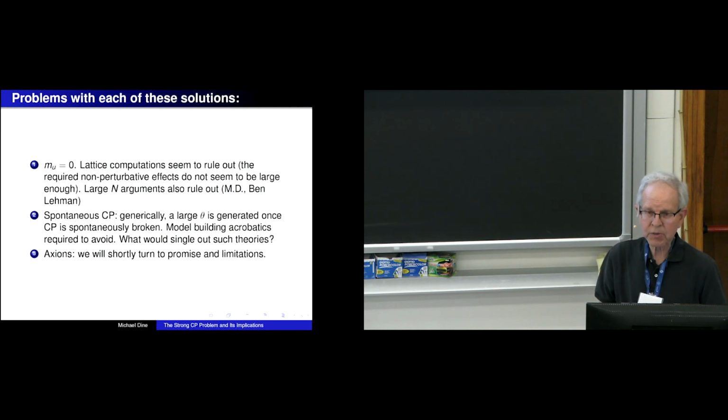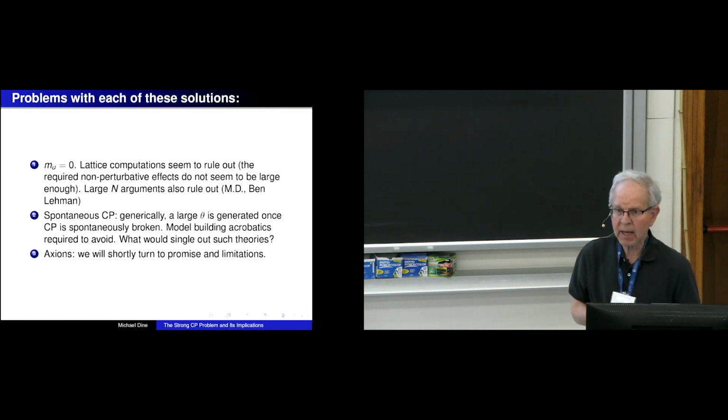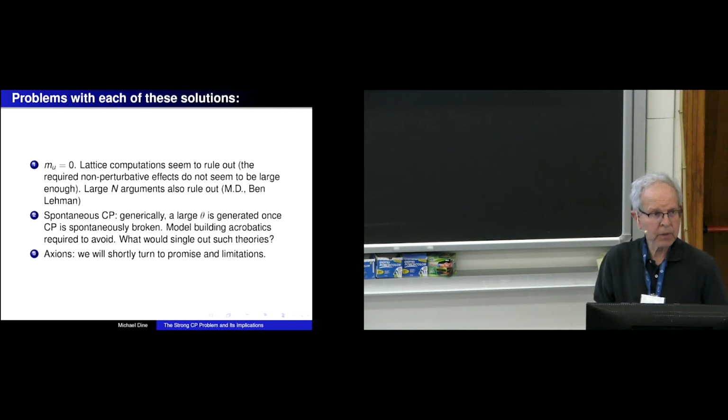effects, to rule it out, excuse me. So in other words, the required non-perturbative effects do not seem to be large enough to account for the effective mu that we see. And you can also make arguments based on large N. So to the extent that large N is reliable in QCD, you can also show that mu can't be 0. So this idea, while very intriguing, has its problems.